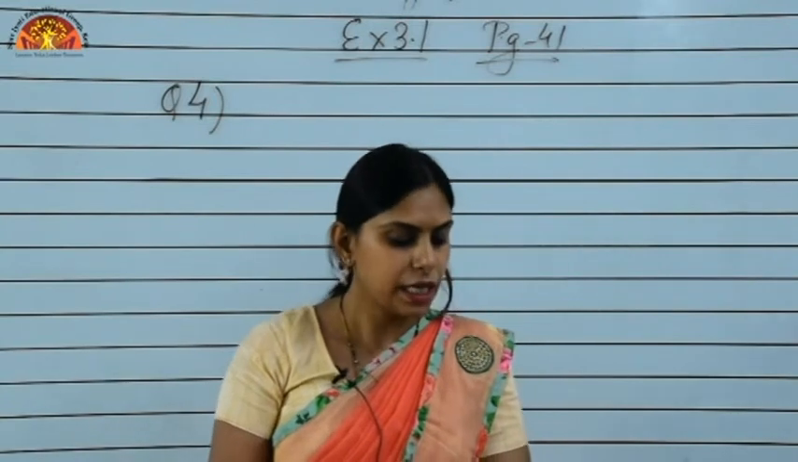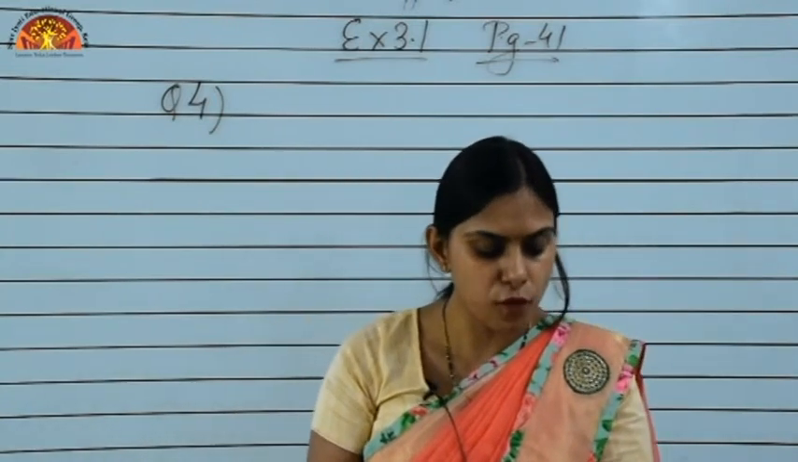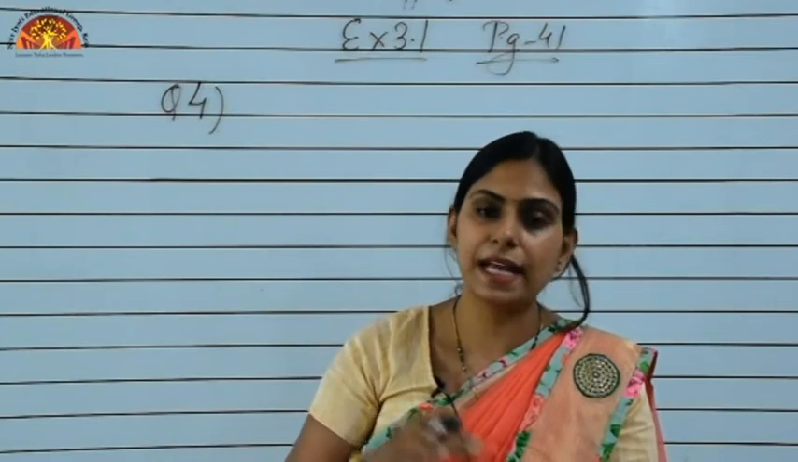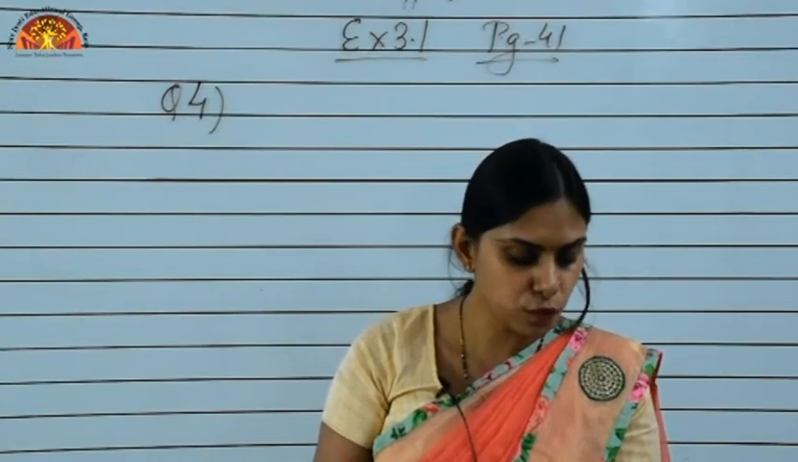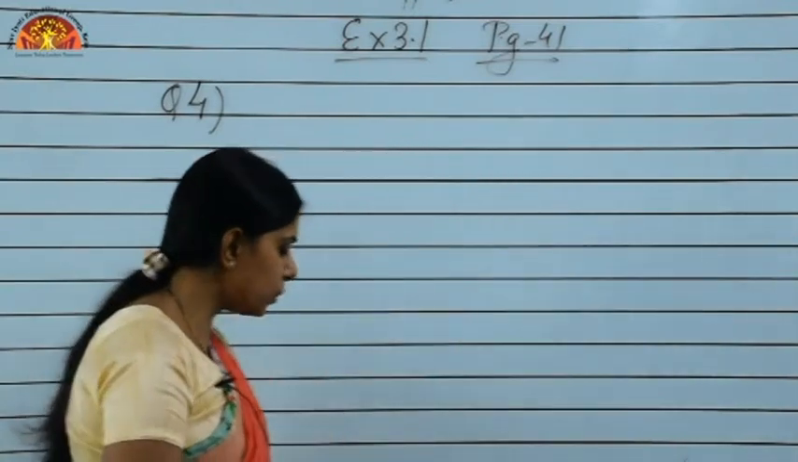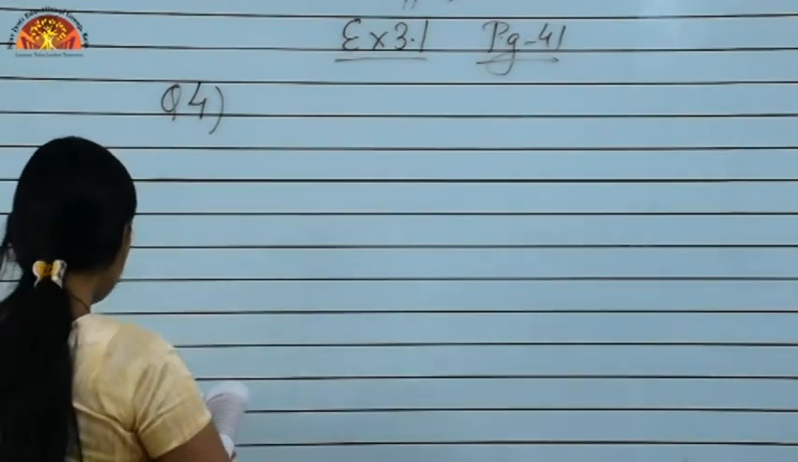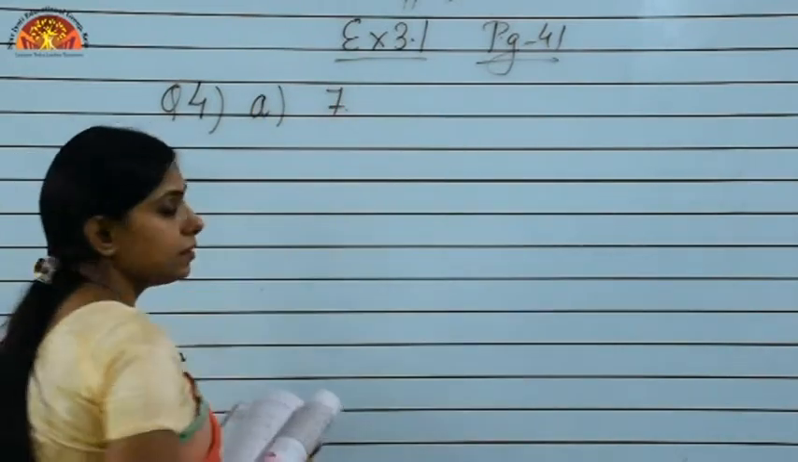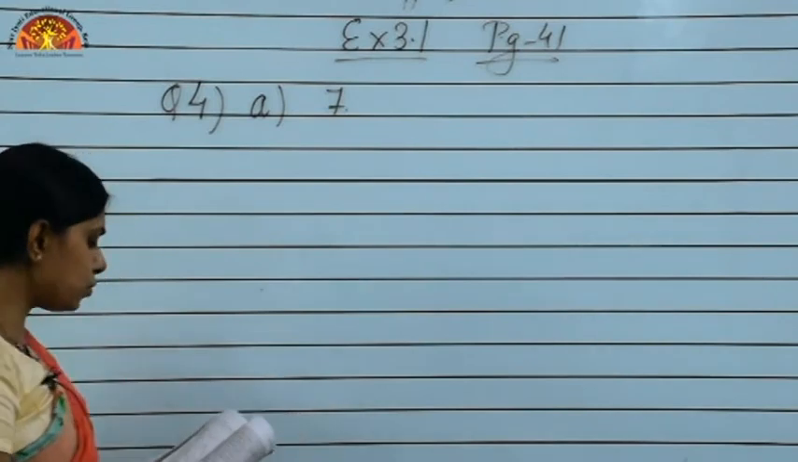What can you say about the angle sum of a convex polygon with the number of sides? Now the number of sides has been given to you and you have to find the angle sum of a convex polygon. So let's see the first part over here. It's question number 4, A part. Number of sides is equal to 7. What is given? Number of sides is equal to 7.